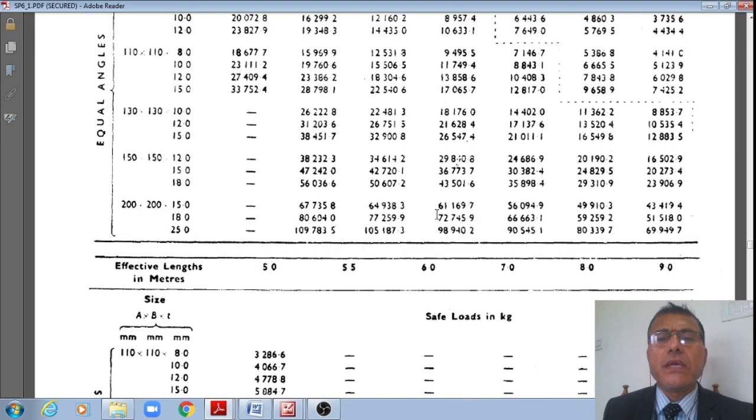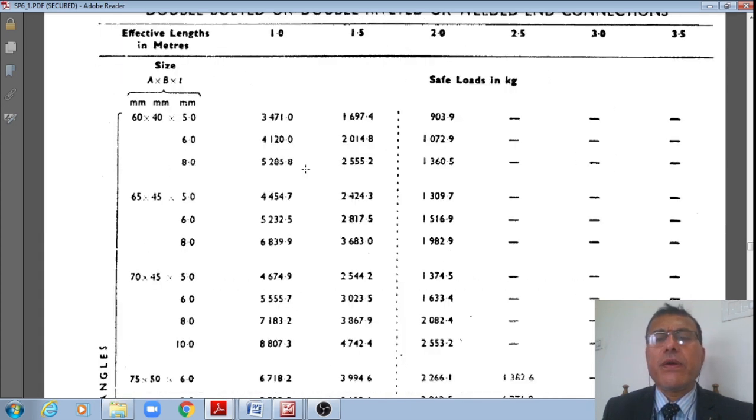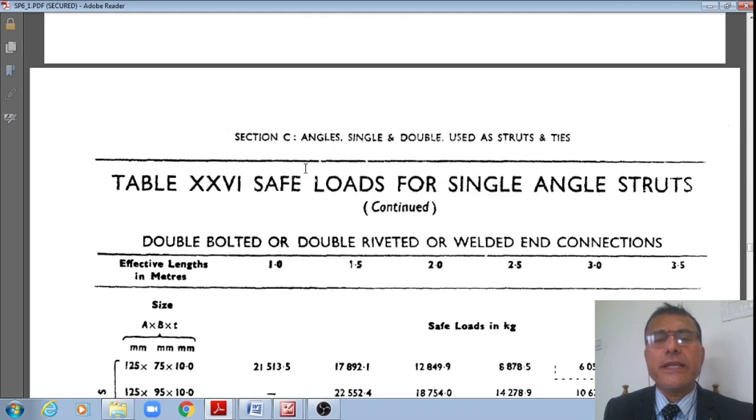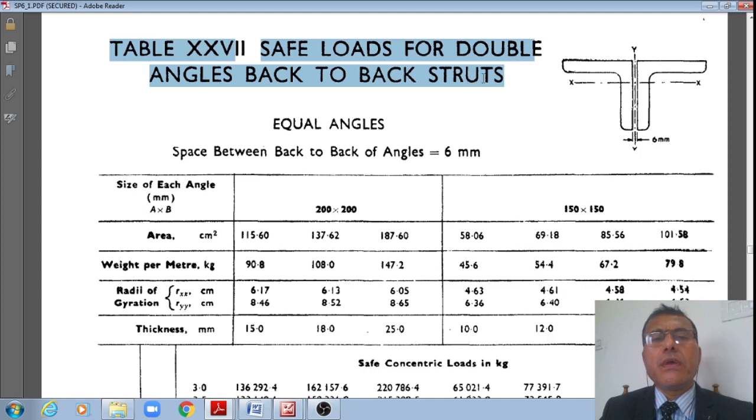Like that, please see the other properties, students. That is how for single angle struts. Now let us move quickly to the other discussion, students. Single angle struts only. Now the next table is table 27, safe loads for double angles back to back when used as struts.